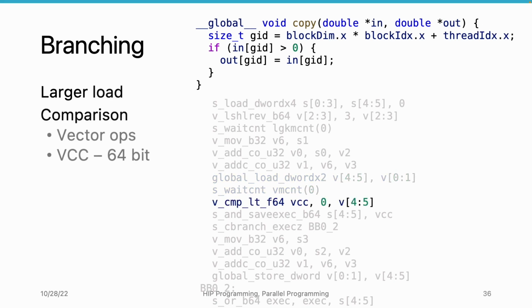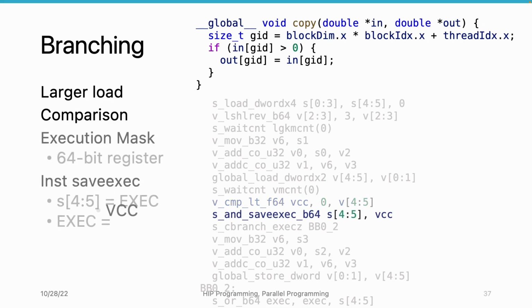Then we perform a comparison operation. We compare if 0 is less than V4 and 5. It matches the condition in the if clause. And here VCC is a 64-bit scalar register, which works in a way that each bit represents one thread. So this is a vector comparison operation, and we're comparing the V4 and 5 value of each thread with 0.